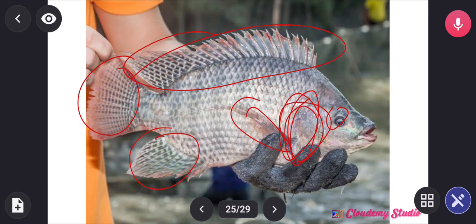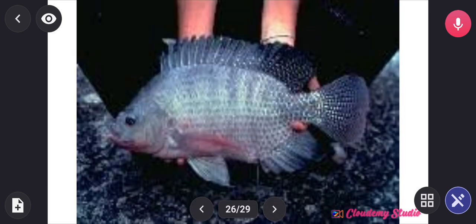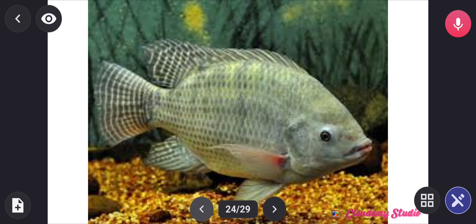Now, they can live up to 9 years, and it is very popular due to its resistance to disease, and they are very easy to breed. They are mostly found in what? They are mostly found in shallow waters, just like this one that you are seeing here.